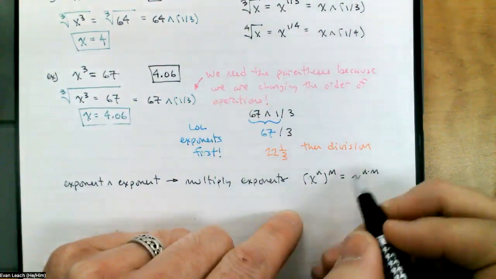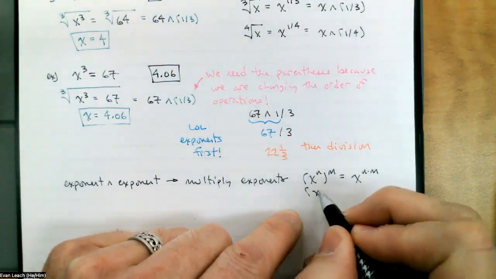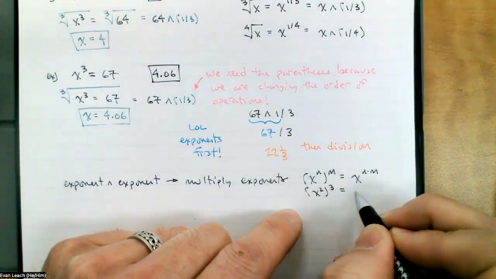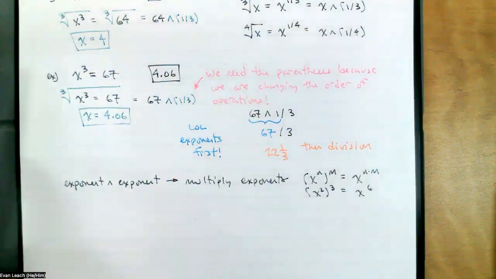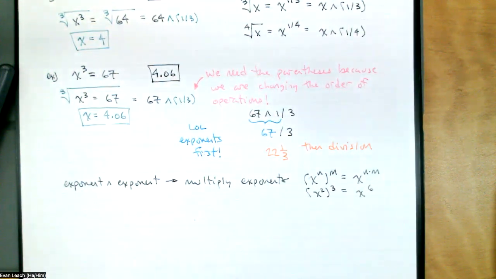N and m sound too similar, so sometimes I think x squared cubed is x to the 6th. You multiply the exponents. When you have an exponential expression raised to an exponent, you multiply the exponents.